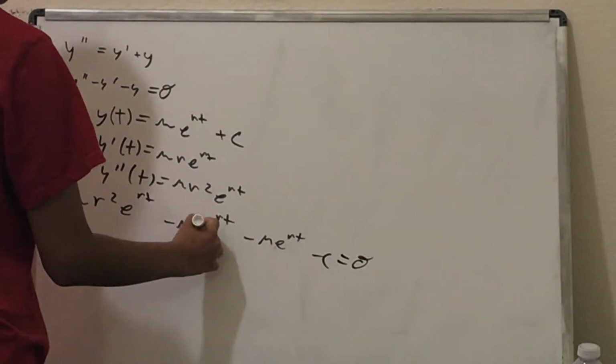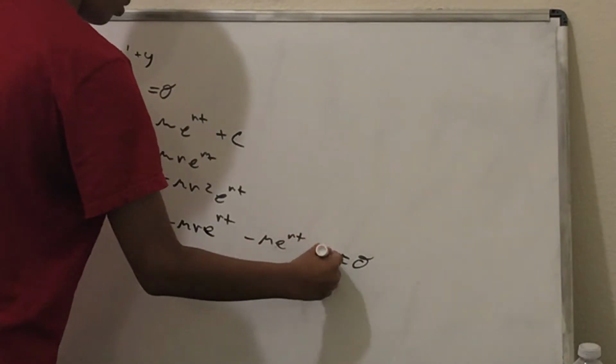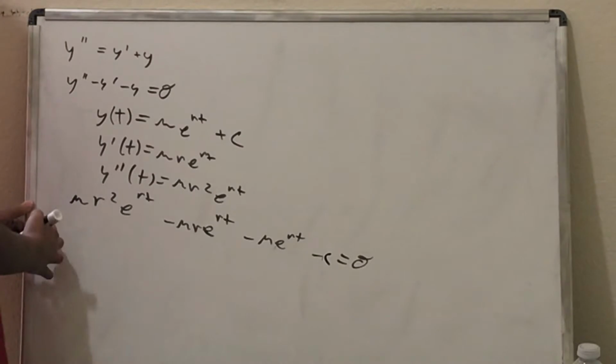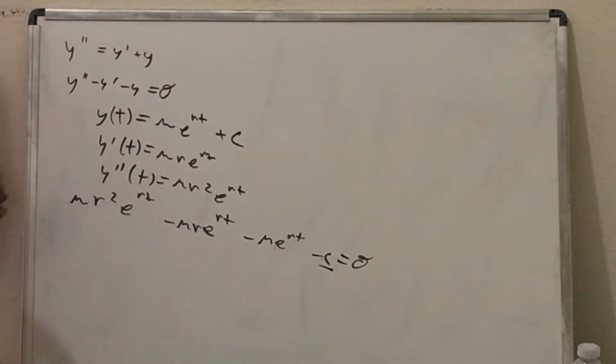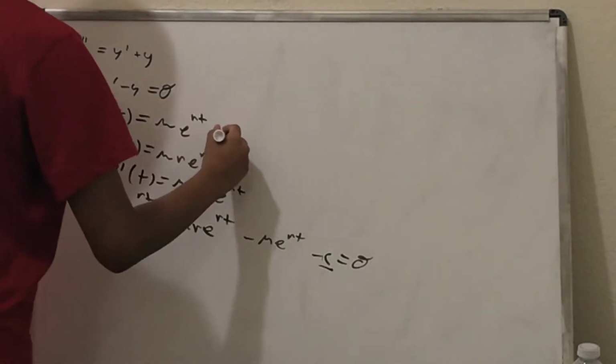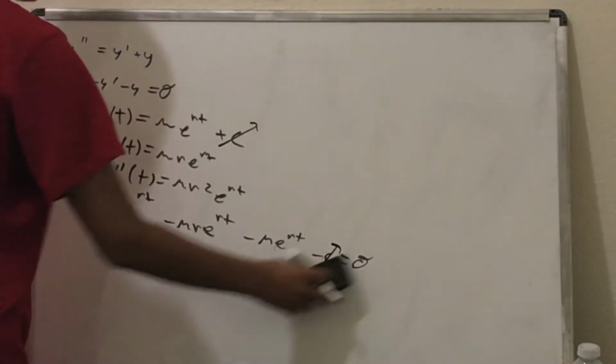Alright, so we have this. Notice, there is only one constant part in this entire equation, and that's the minus c. But on the right side, we have no constant part, it's just a zero function. So what does that mean? That means that the c is actually going to be 0. So that's gone.